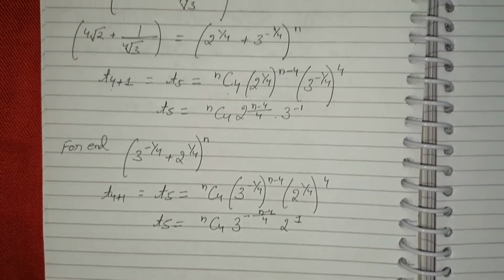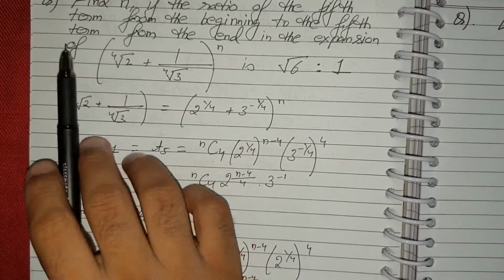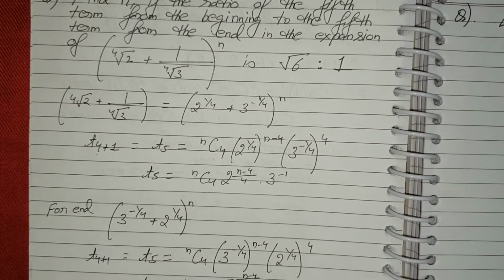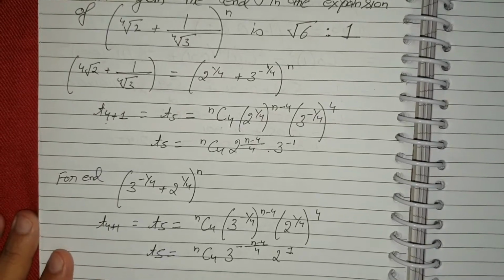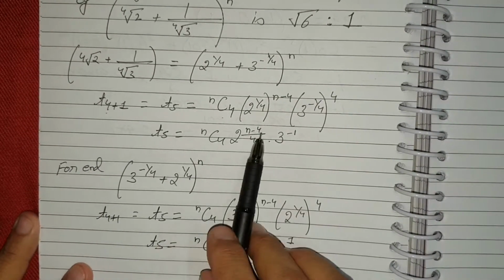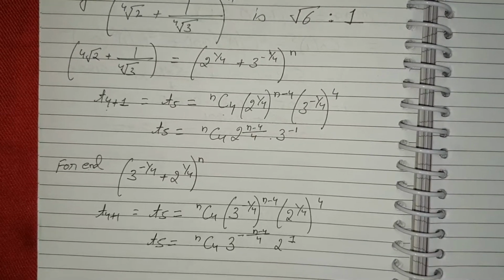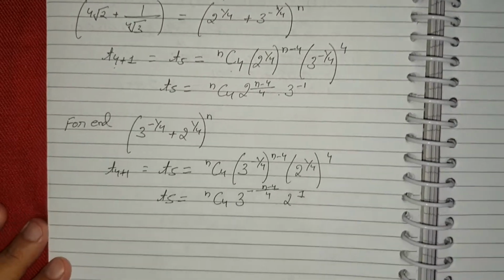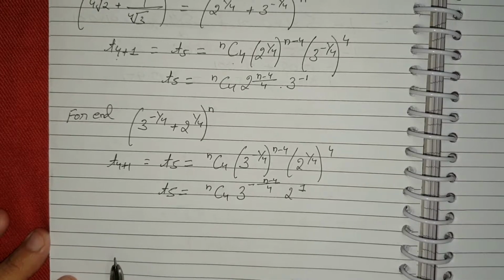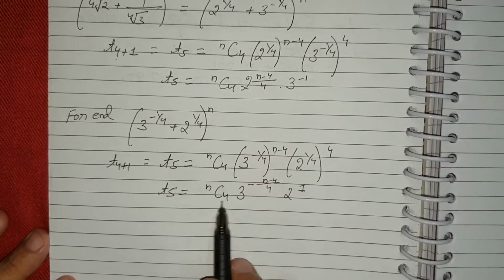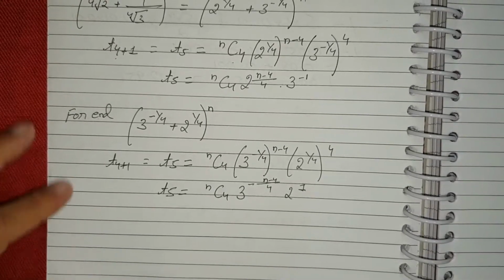Okay. Now, this is the fifth term from the beginning, and this is the fifth term from the end. Now, what is the given condition? What is the ratio given? The fifth term from the beginning and the fifth term from the end, so this upon this equals root 6 by 1.